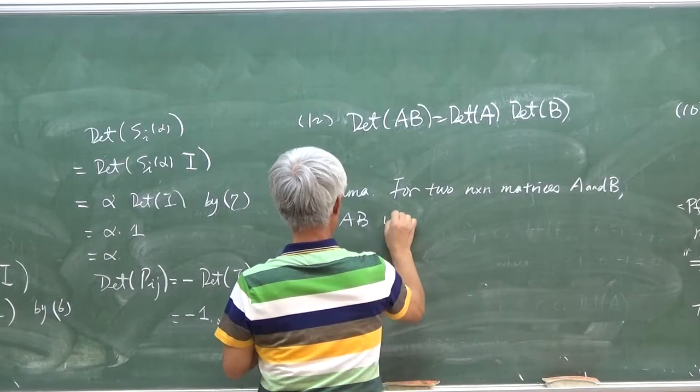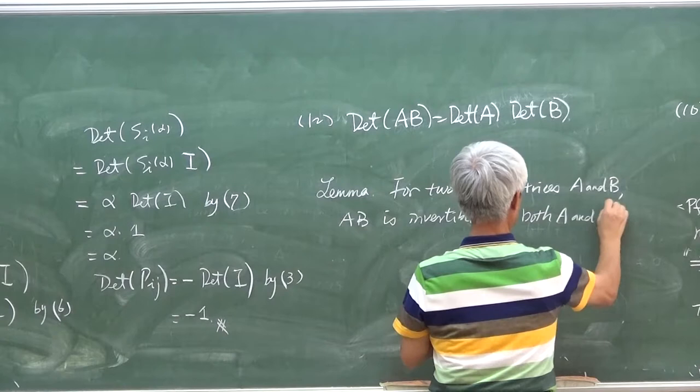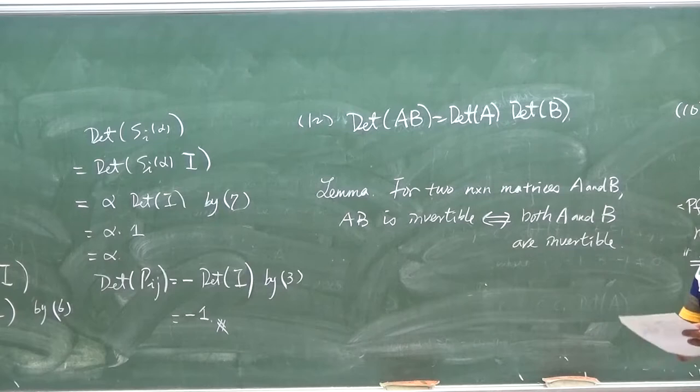if and only if both A and B are invertible. I think that's pretty easy from chapter 3. You must know that already. If you need a proof, then I give you a proof here.